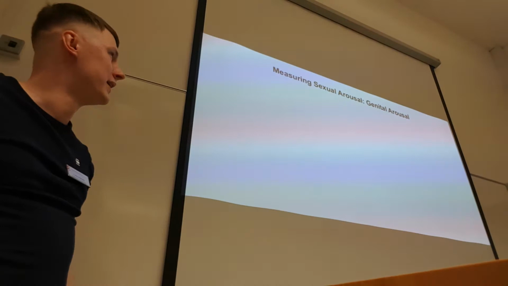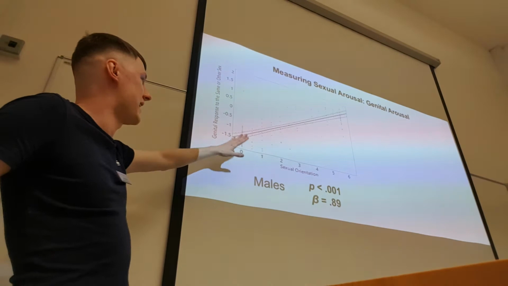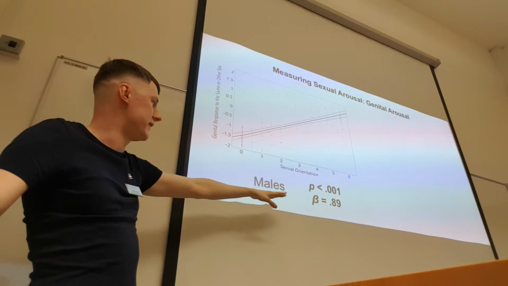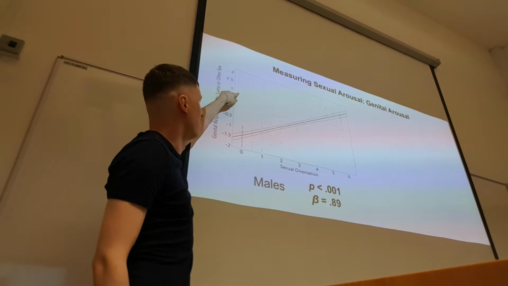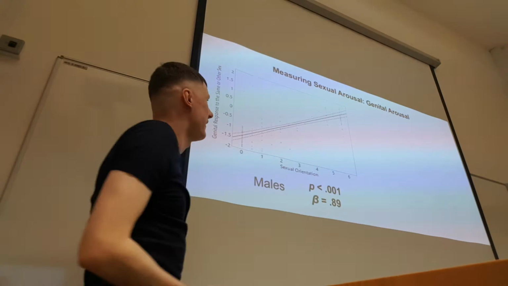And this is reflected in the genital responses, so this isn't subjective anymore, this is the genital one. Again, we've standardized it and we've deducted one sex from the other, so these are our straight guys, and you can see that we've got a very strong regression coefficient. They're showing a very strong preference for women, apart from this guy. We've got one outlier, and then there's not actually that much variance apart from in the bisexual guys.